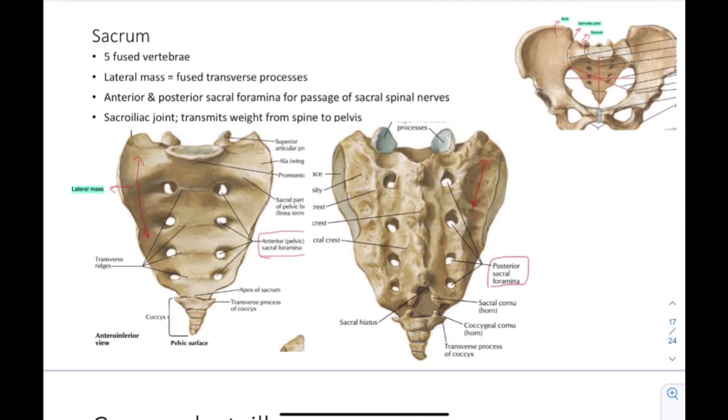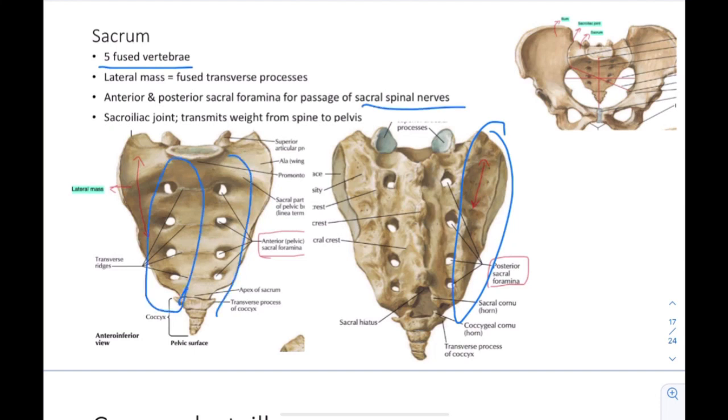The sacrum, like I said, consists of 5 fused vertebrae. They have something called the lateral mass, which is this right here, and it's made up of fused transverse processes. They also have anterior and posterior sacral foramina for the passage of sacral spinal nerves. So these here are the anterior sacral foramina, and these here are the posterior sacral foramina.